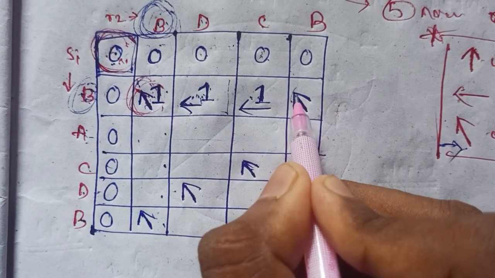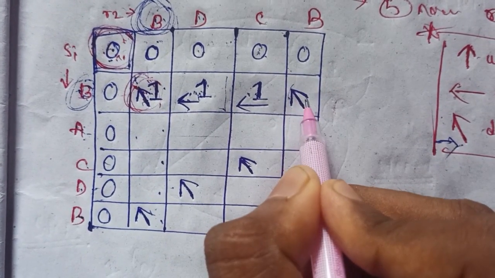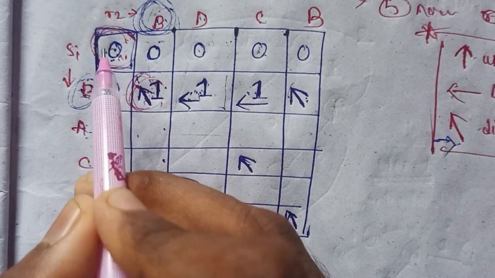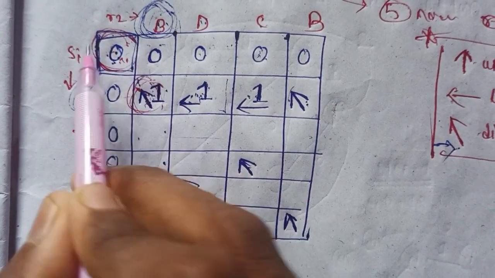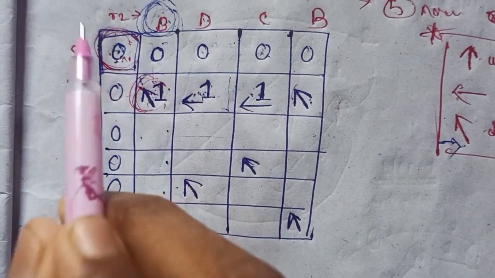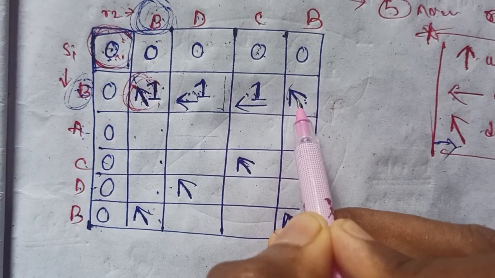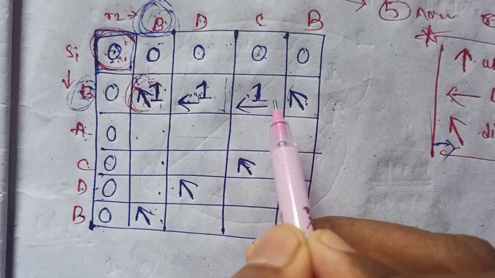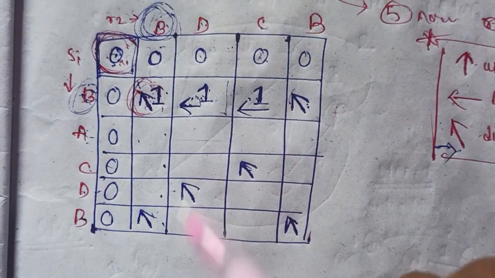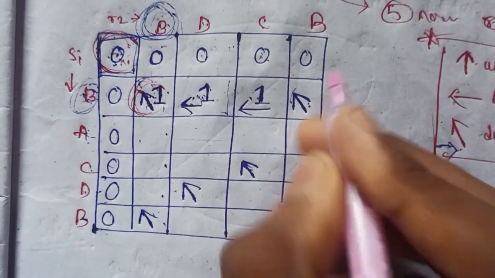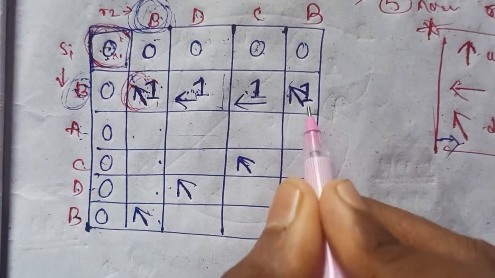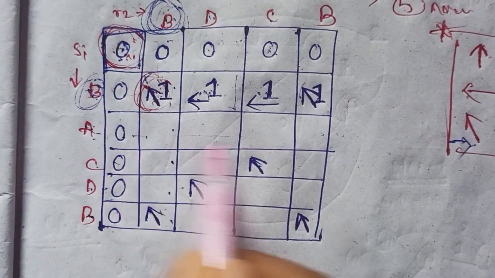And now come to the diagonal arrow. When the diagonal arrow comes, it means we take the previous column and previous row cell number and add 1. So here we add 1: 0 plus 1 is 1. Clear or not? Clear. Okay, so come to the next row.